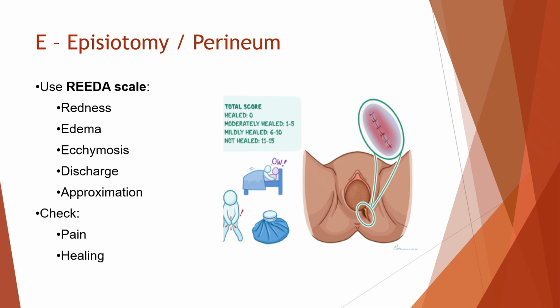All right, students. Now we come to E, episiotomy, perineum, which is a very sensitive but important part of the assessment. Here we examine the perineal area, especially if the mother has an episiotomy or tear. We use something called the REEDA scale to assess healing. That means we look for redness, edema, swelling, ecchymosis, bruising, discharge, and approximation of the wound edges. So basically, we are checking whether the wound is healing properly or if there are any signs of infection. Along with that, we also ask the mother about pain in that area and observe how well the wound is healing.